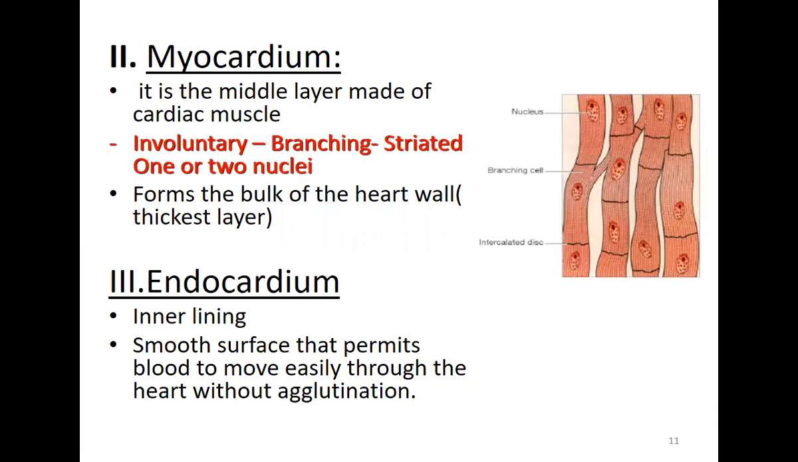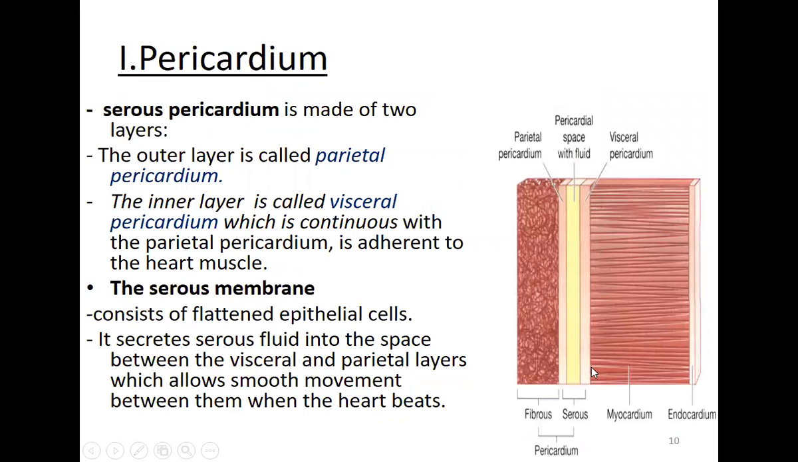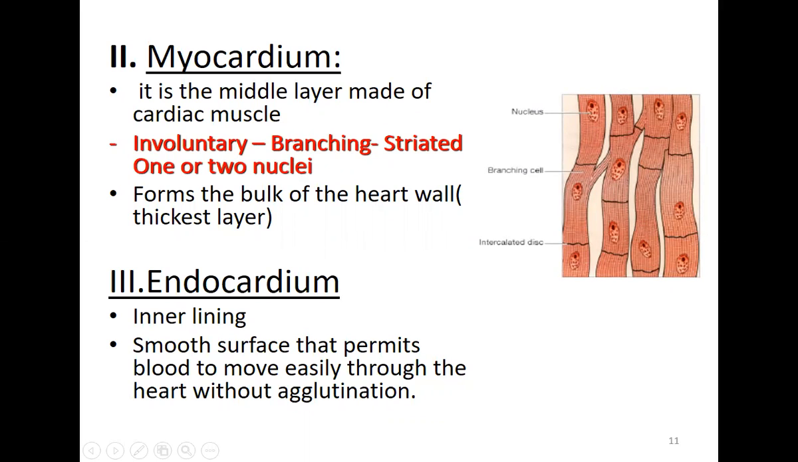Now coming to the muscle layer, that is the myocardium. Myocardium, as we already saw, is a specialized muscle seen only in the heart. That's why it's called myocardium, the muscle of the heart. It is the middle layer made up of cardiac muscle. Cardiac muscle is a special muscle. It is involuntary, as we already saw. We cannot control the heartbeat, so it is called involuntary. Whatever we control is called voluntary. Because we cannot control the heart, it is called involuntary.